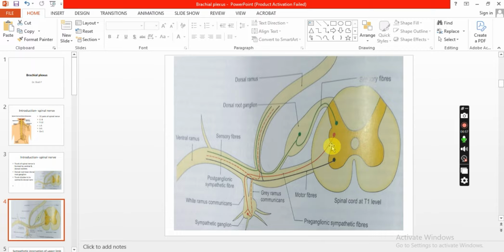Now let's talk a bit about the sympathetic nervous system. I told you this bump is due to the collection of neuronal cell bodies. The fibers arising from these neuronal cell bodies are the preganglionic fibers. Preganglionic fibers pass through the ventral root of the spinal nerve.